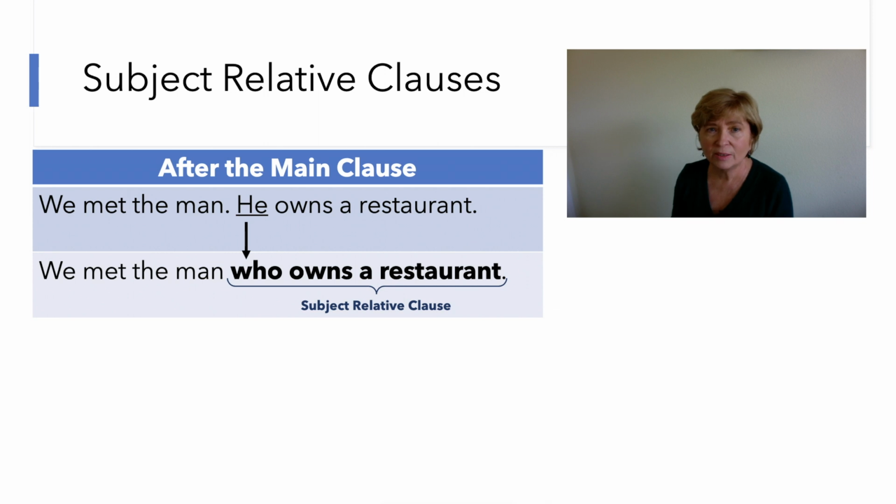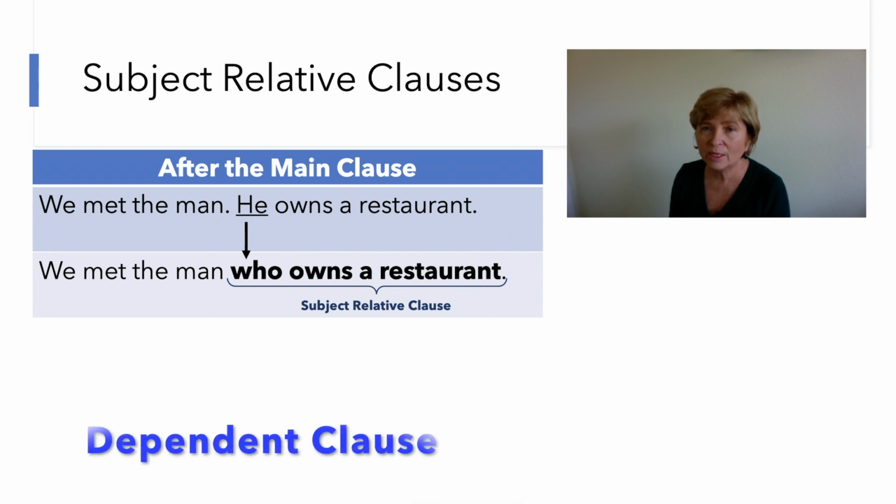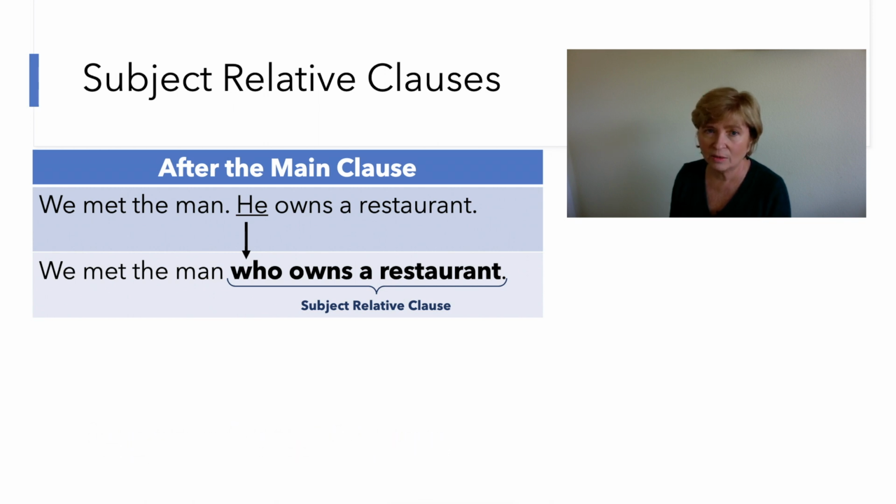In this sentence, the clause, who owns a restaurant, is a dependent clause, and it's the subject of the sentence. Who owns a restaurant is describing he. That's why it's the subject. He is the subject of the second sentence, and that's what this clause is replacing. So it's a subject-relative clause.